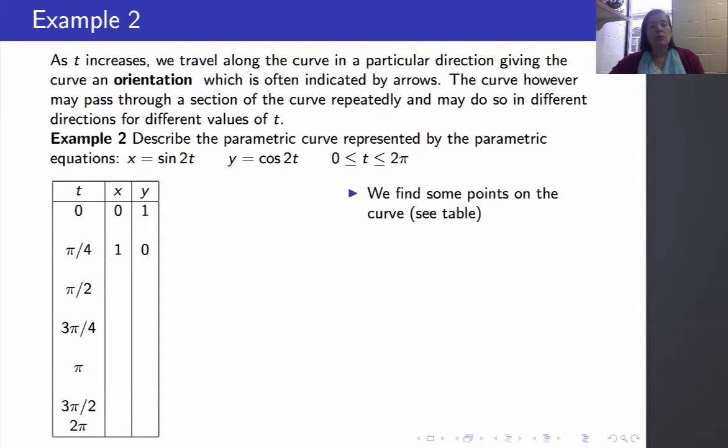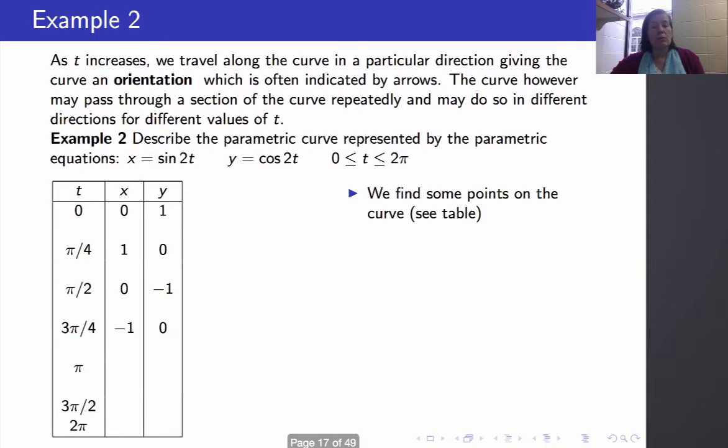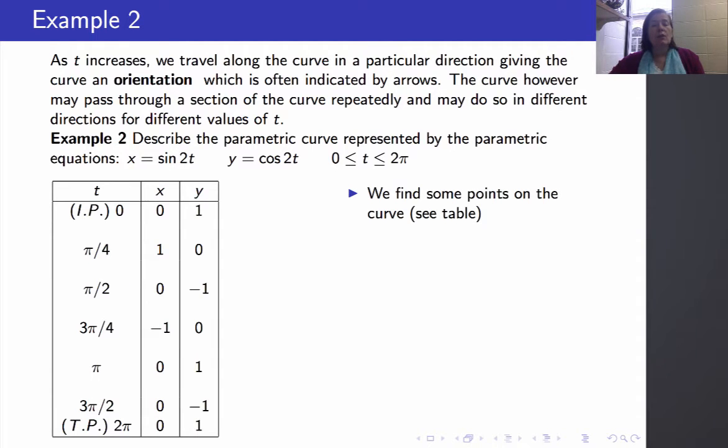is 1. When t increases to pi over 4, the corresponding point on the curve is the point 1, 0, which is to the right of the origin with x equals 1 and y equals 0. When t is pi over 2, we get to the point x equals 0, y equals minus 1, and when t equals 3 pi over 4, we're at the point minus 1, 0, which is to the left of the origin. Now, when t reaches pi, we get back to the initial point again.